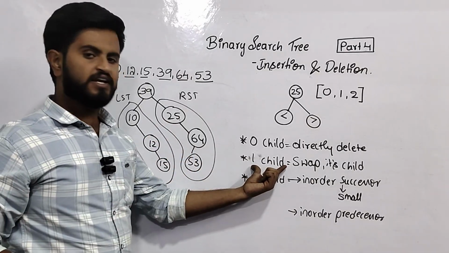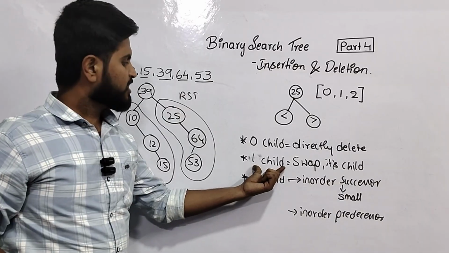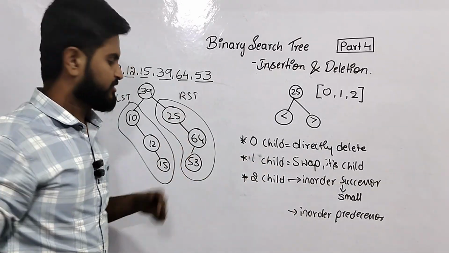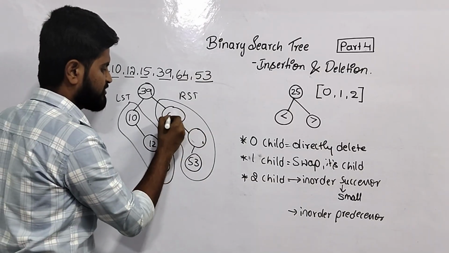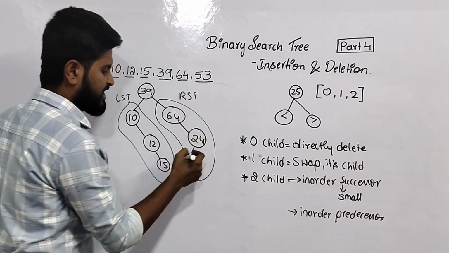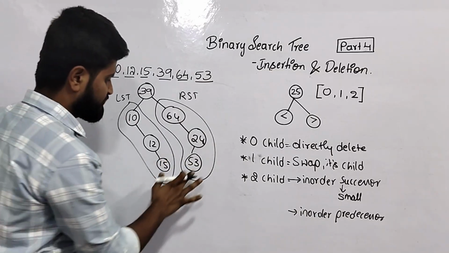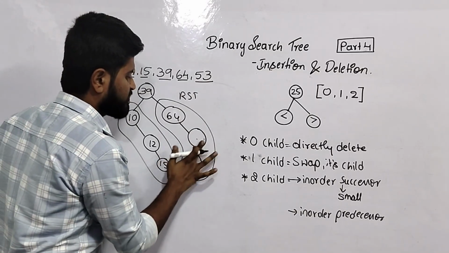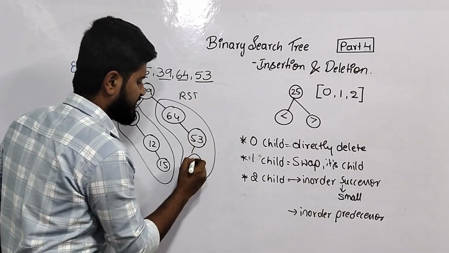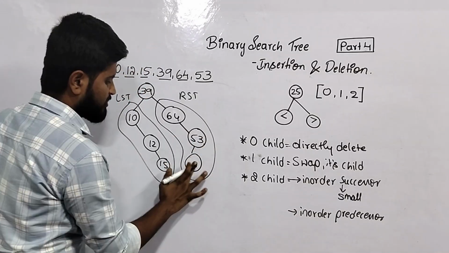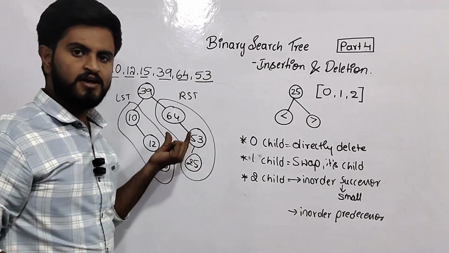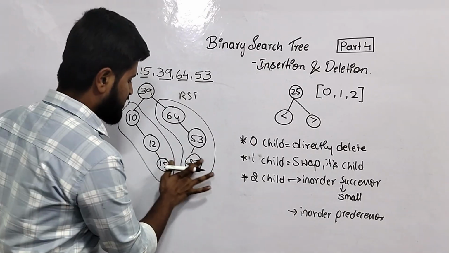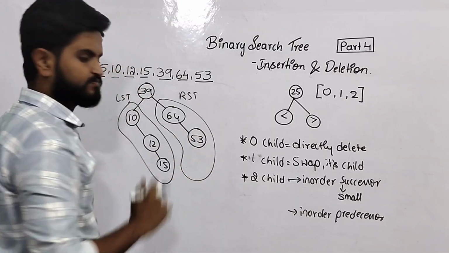How to delete the node with a single child? You will be converting it to 0 child. How? By swapping. So 25 and 64 will be swapped. Now again 25 is having one child, that is 53. So again you will swap. 53 and 25 are swapped. So 25 has become the node with 0 child. So you can directly delete it.